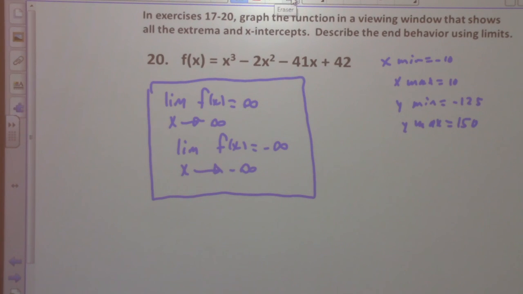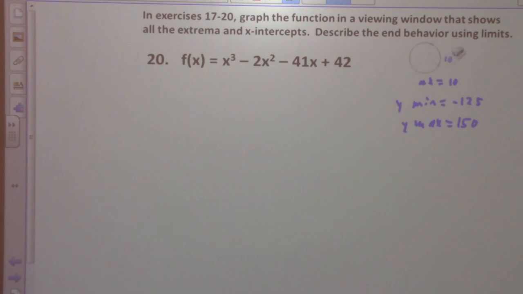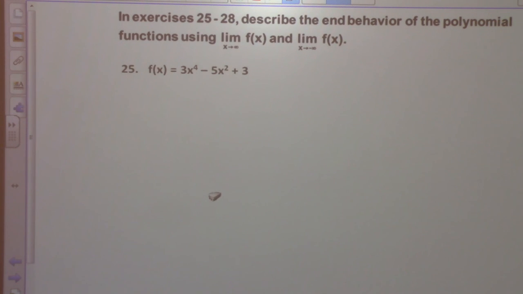Now, the next part we have of the exercise set, to me, 25 through 28 is even more simple than the one we just came out of. We're describing the end behavior of the polynomial function. So basically, we need to look at this and analyze if we have odd positive, odd negative, even positive, or even negative. So for number 25, is that going to be an odd positive, odd negative, even positive, or even negative? Even positive. This will be even positive.